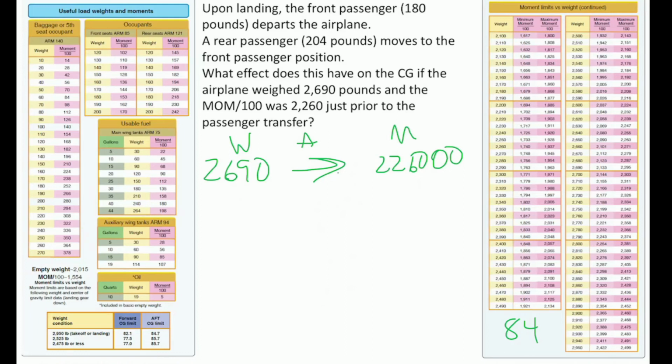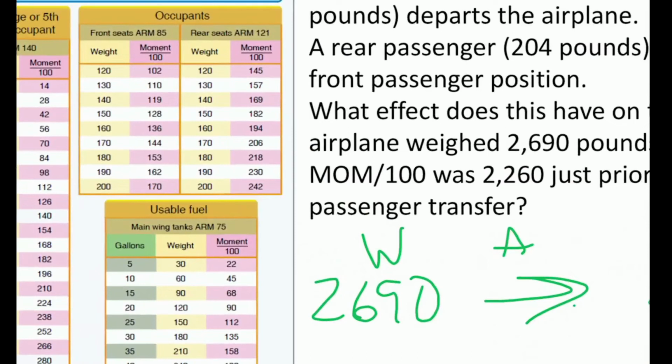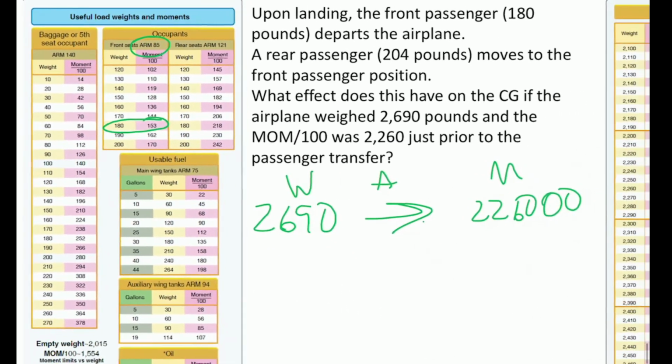So the first thing that happens is the front passenger. When we look at the front passenger at 180, with a moment of 15300. So that person left, minus 180. We know the arm is 85 and the moment is 15300.